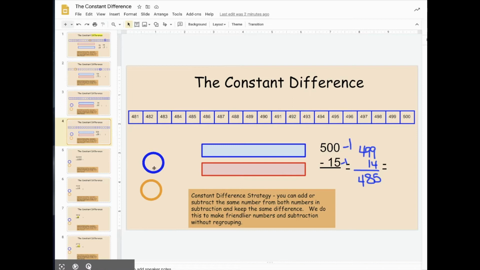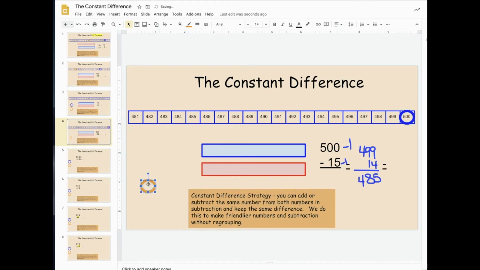Let's check it out on the number line. So I'm at 500, and I'm going to subtract 15. 1, 2, 3, 4, 5, 6, 7, 8, 9, 10, 11, 12, 13, 14, 15. Yep, 485 is right. Now, let's do the algorithm.